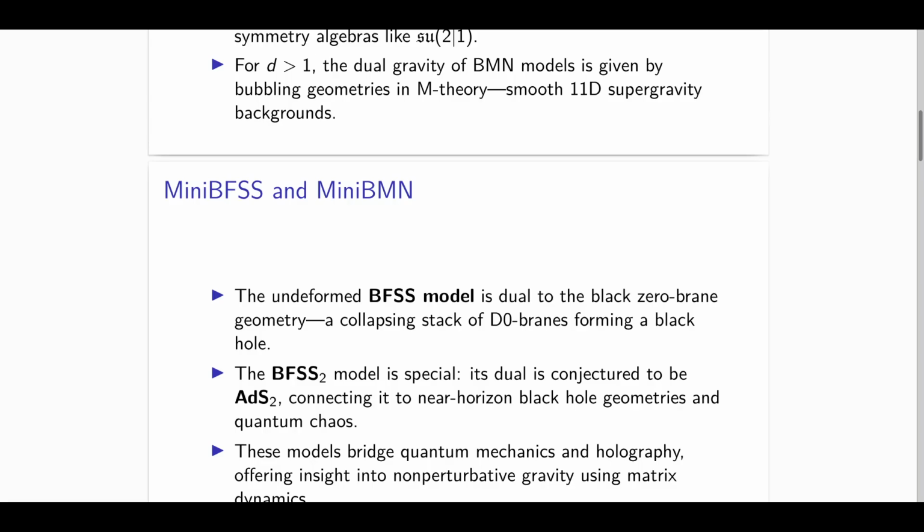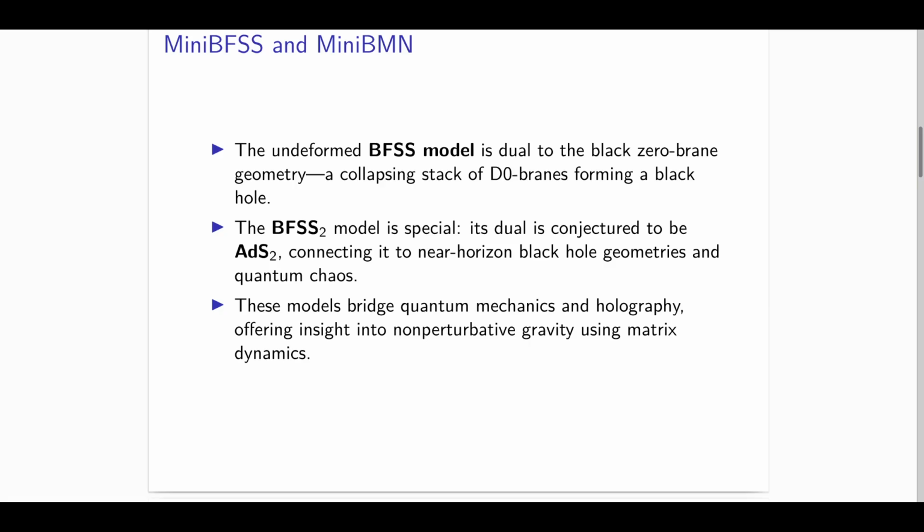In contrast, for the BFSS matrix model, which is the undeformed version of the theory, the dual gravity background is much more specific. It corresponds to the black zero-brane solution in type 2A string theory. This geometry describes a stack of D0 branes collapsing into a black hole, and it serves as the holographic dual of the strongly coupled quantum mechanics at finite temperature.